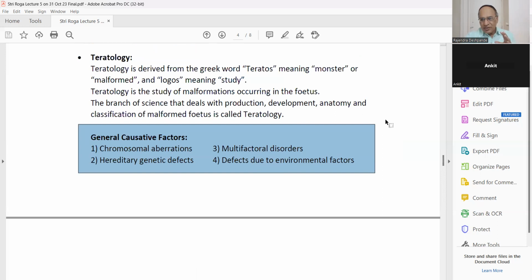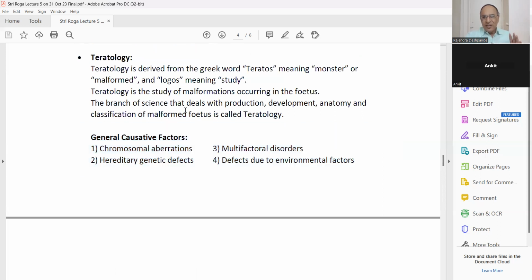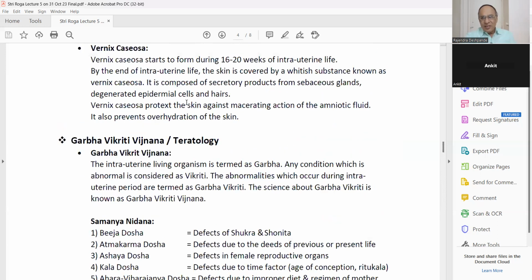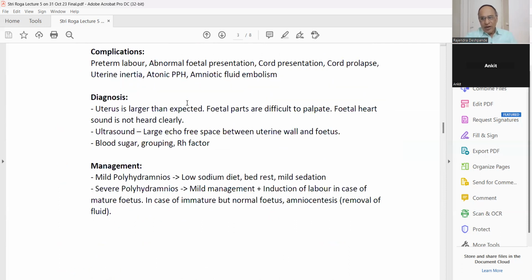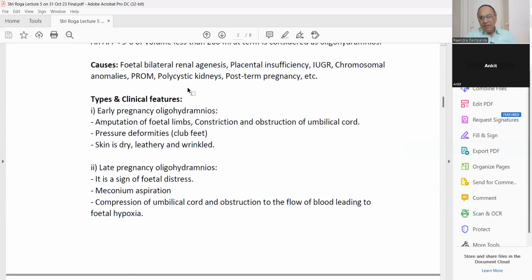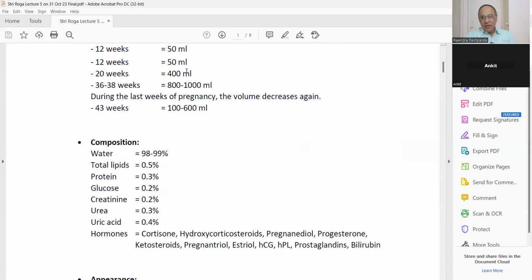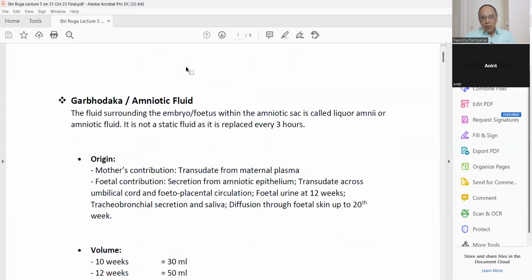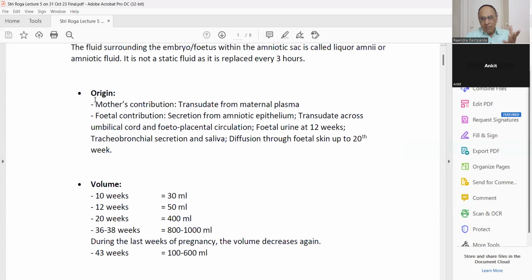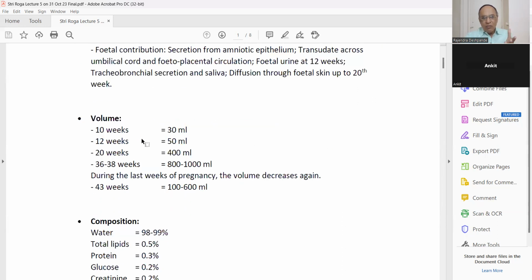I think, my dear friends, today it's enough for us, because it is now 8.01 or 8.02. So again, I will revise today's lecture of Stri roga Vijnana or Prasuti roga Tantra. We have discussed the Garbhodak or the amniotic fluid. We discussed how it is formed, its origin. What is the normal quantity? You have seen that normal is 800 to 1000 ml.